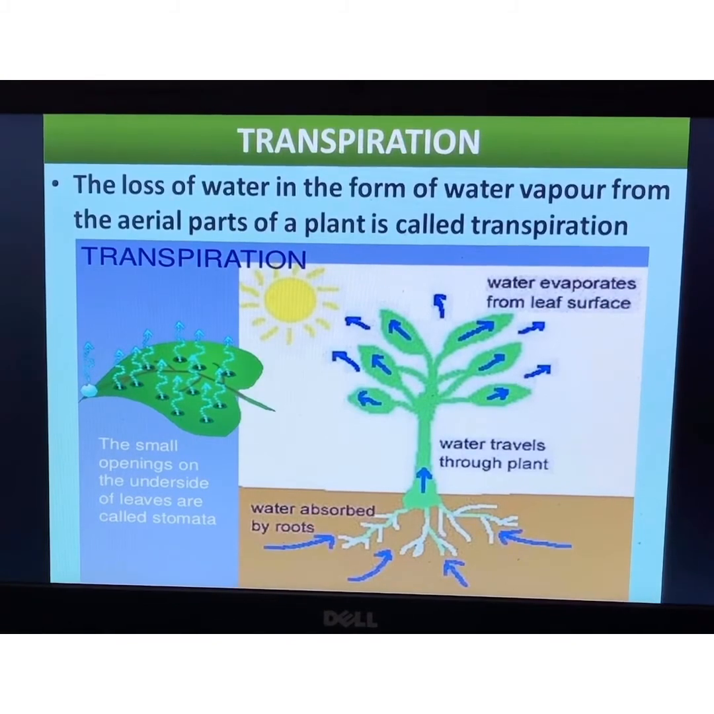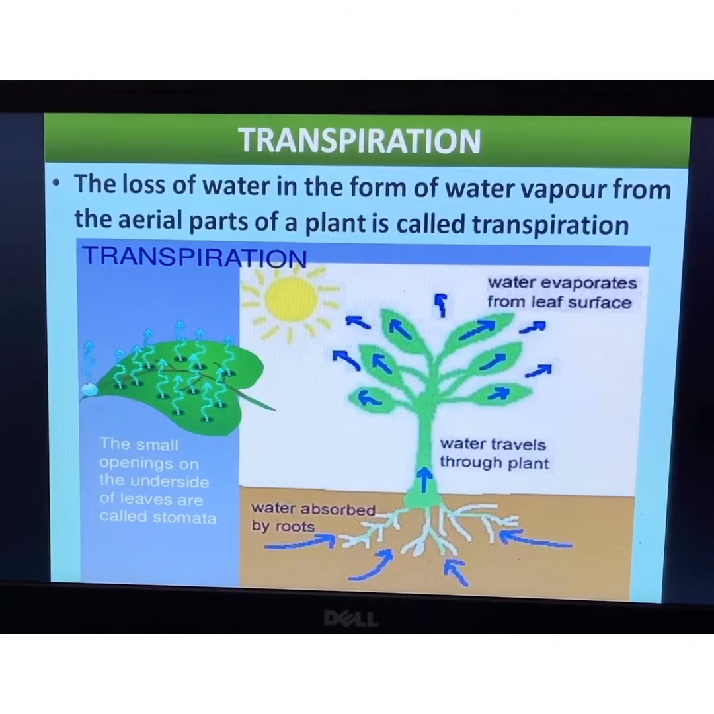Transpiration: the loss of water in the form of water vapor from the aerial parts of a plant is called transpiration. I want you to note it down, and you have to remember this definition till you give your 10th boards, and later if you take up science, till your 12th boards. Yes, a very important concept in the plant world, and a very important chapter in your 10th standard. The loss of water in the form of water vapor from the aerial parts of a plant is called transpiration.